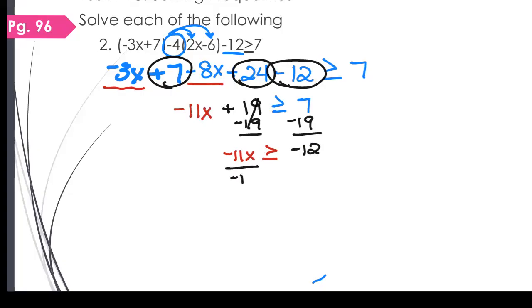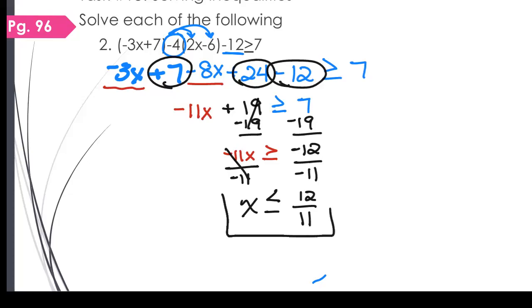Divide by negative 11. Divide by negative 11. And x is less than or equal to, a negative divided by negative is a positive 12/11. Yes, the way I did it, because I divided by a negative, I did have to flip the sign. Okay? But the way you did it, you might not have had to.